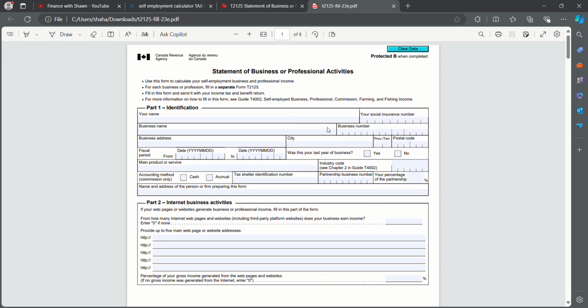So we're going to be looking at self-employment and how you can fill out forms at the end of the year for taxes. Now the cutoff is April 30th for self-employed businesses, self-employed individuals. As you can see, the form is T2125. And on that form, it asks you basic information. So all your identification questions are here.